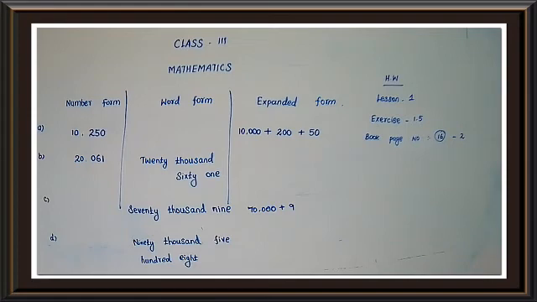Then B, the face value of 6 in 56,802. Face value means we take the given number and write it as it is. Face value of 6 is 6. So see the first one, the answer is 6. You match B to the first. Okay. Then see the next one.